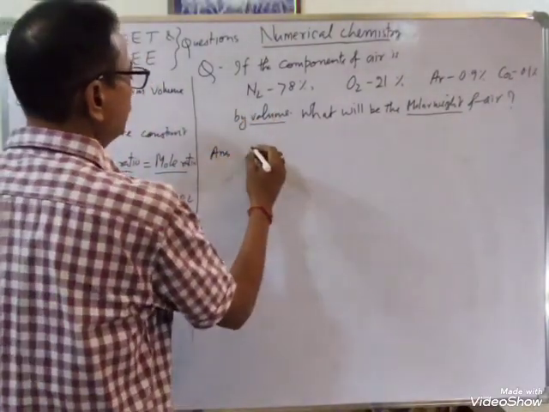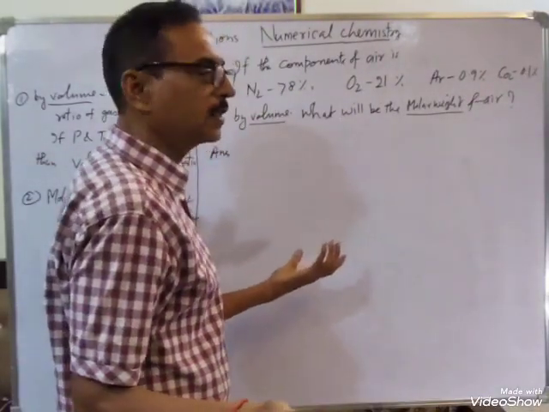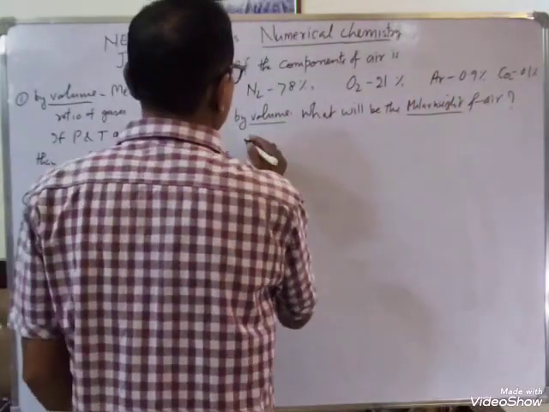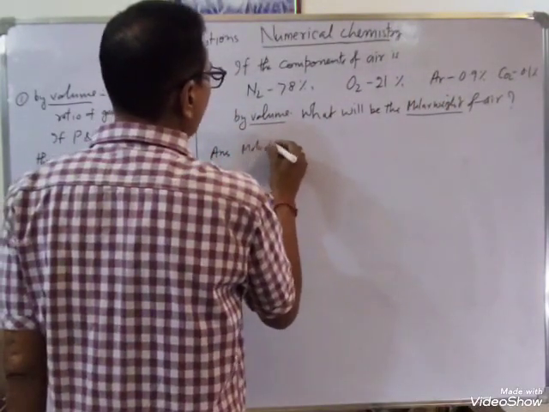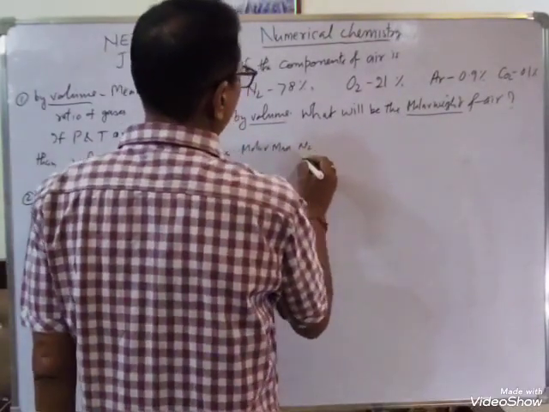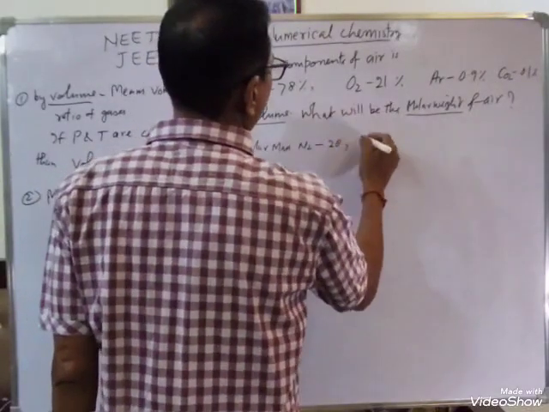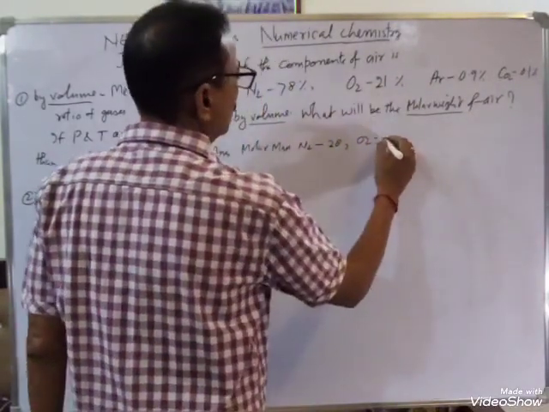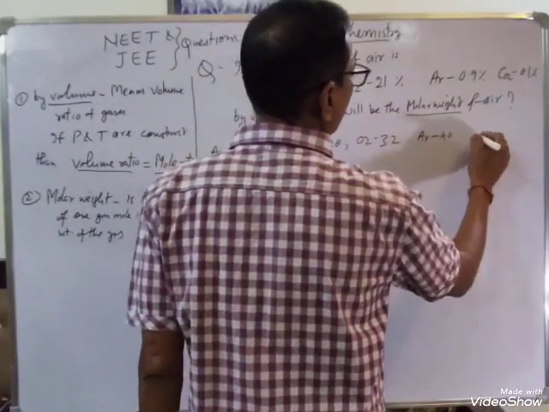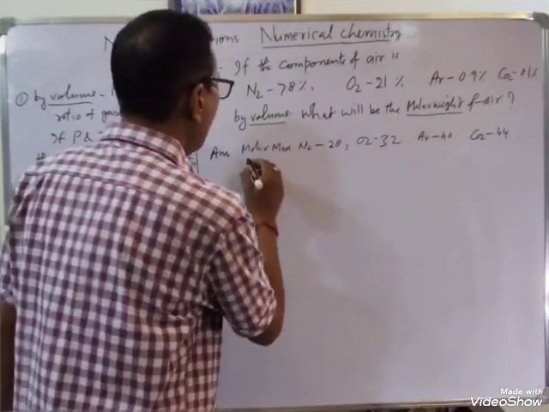Here nitrogen, this percent, so it is just an algebraic sum. Write down here the molar mass of nitrogen, the mass of one mole. Molar mass: N2 is 28, oxygen 32, argon 40, CO2 44. So this is the molar mass.